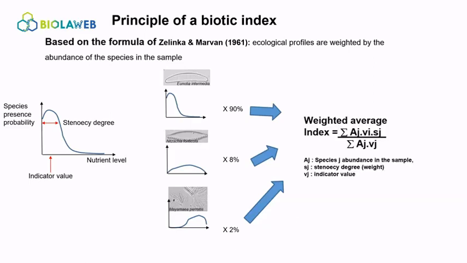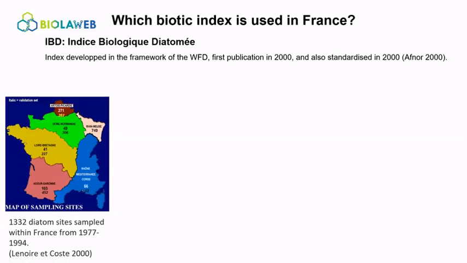And here, it's in fact a simple weighted average, the formula of Zelinka and Marvan. A is the abundance of a species. So for Eunotia intermedia, you take 90%, multiplied by its indicator value, which here will be a good indicator value. And you multiply by S, the stenoecity degree, which here will be a high weight that you give to the species. And you divide by the sum of the abundance times the stenoecity degree. So basically, most of the biotic indices are like that.